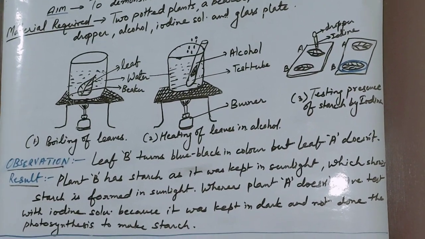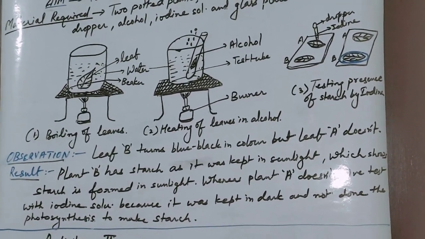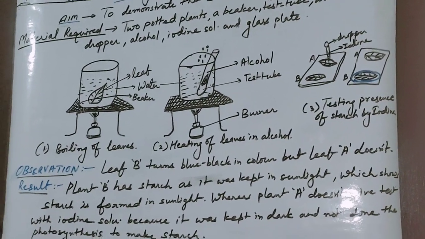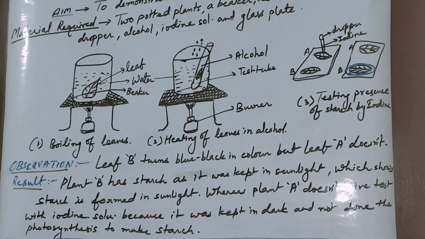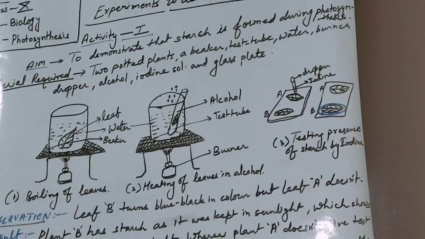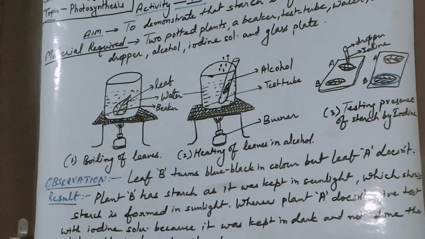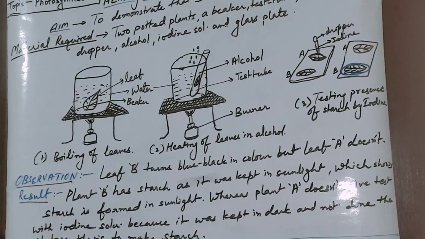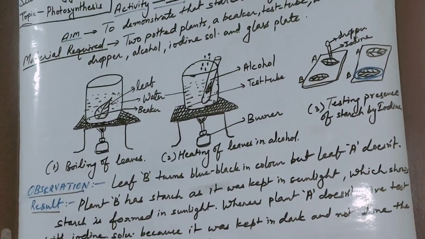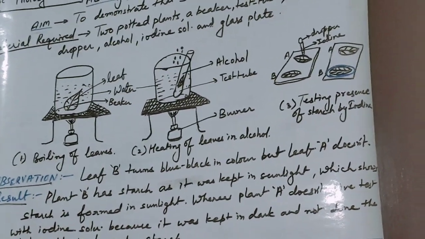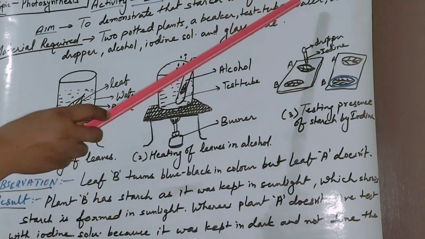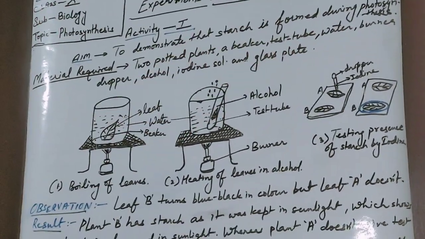I am just showing you the apparatus, their names, and how we do the experiments. When we have our offline class, at that time we will do it in our practical. So students, by these activities we are going to show the process of photosynthesis. First activity, let's see the first activity which demonstrates that starch is formed during the process of photosynthesis.